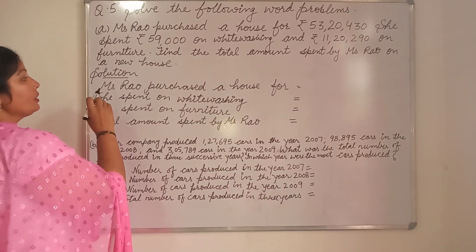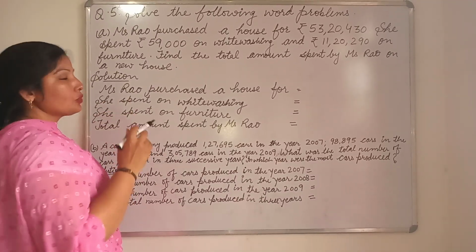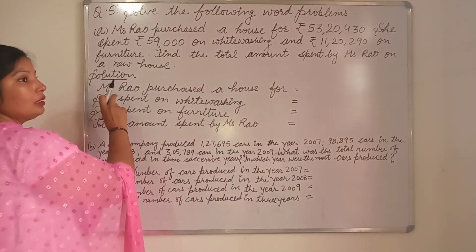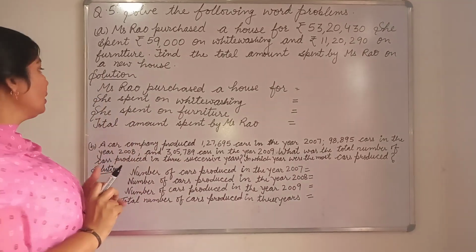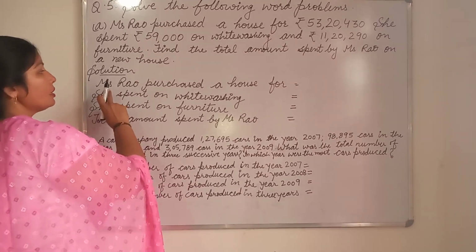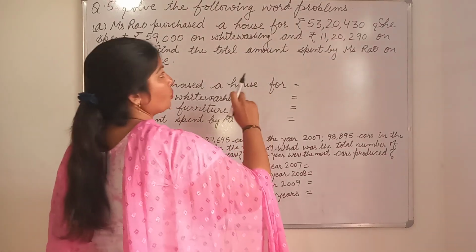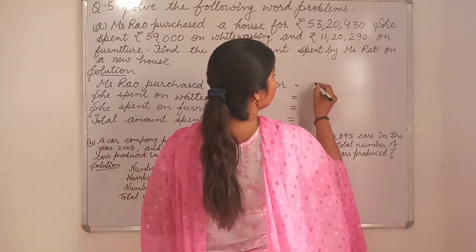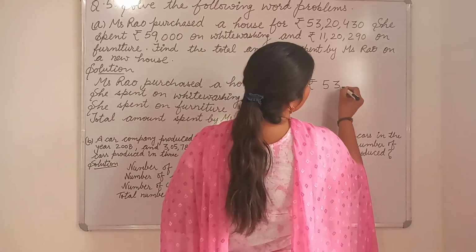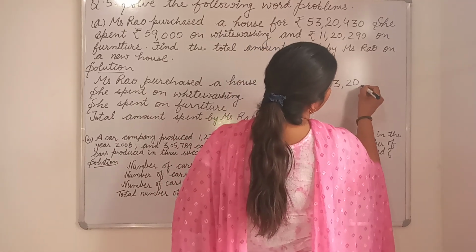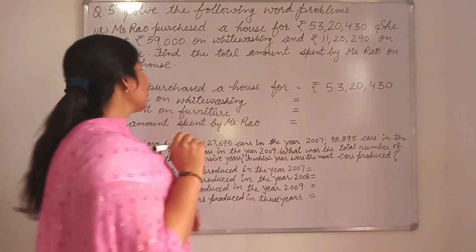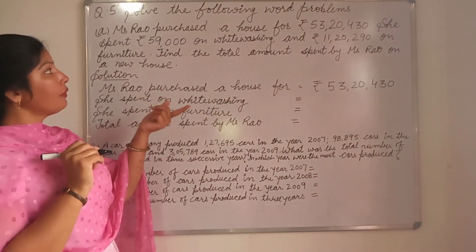First sentence is there, Miss Rao, because first of all we don't know the name, so we don't use C. First of all we should write there it's a name. Okay, and after that we can use C. Now Miss Rao purchased a house for how much rupees? Rupees 53,20,430.